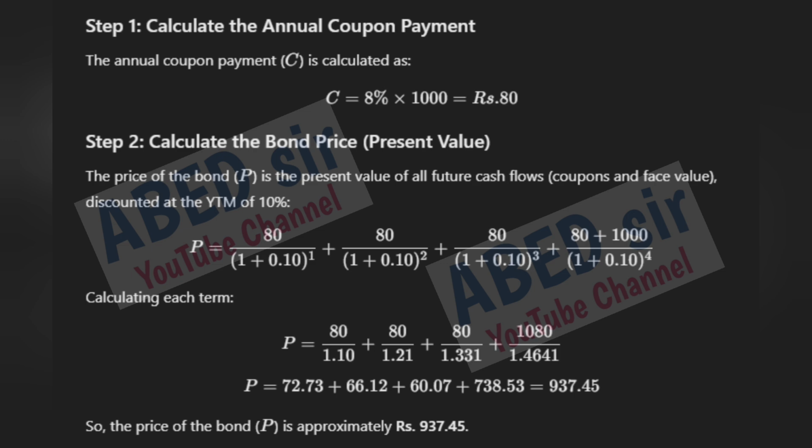The annual coupon payment, C, is calculated as: Step 2. Calculate the bond price, present value. The price of the bond, P, is the present value of all future cash flows, coupons, and face value, discounted at the YTM of 10%. Calculating each term, the price of the bond, P, is approximately 937 rupees and 45 paise.